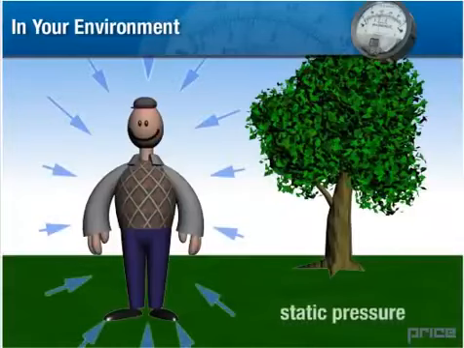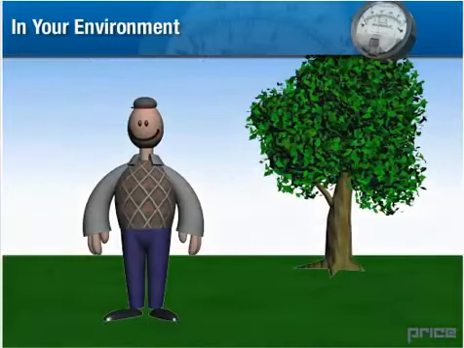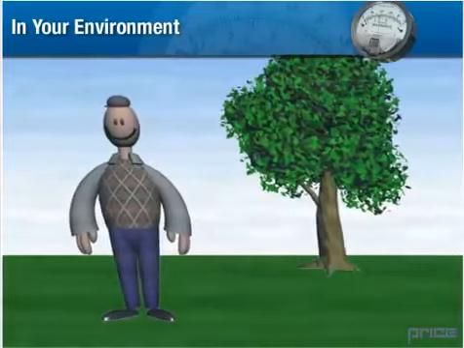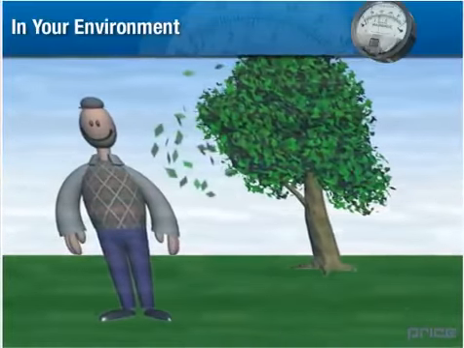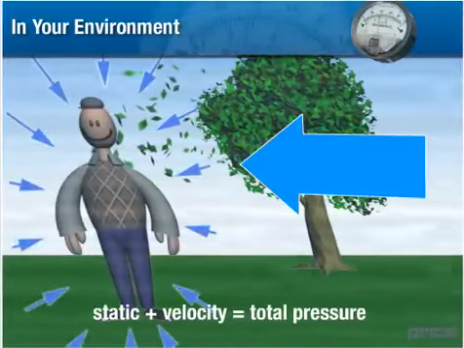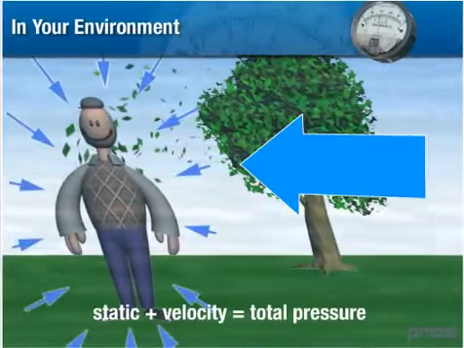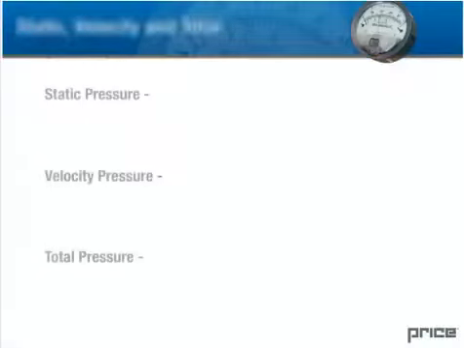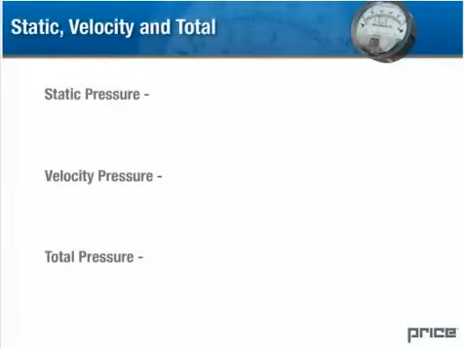We refer to this type of pressure as static pressure. When the wind starts to blow, we have to deal with the added force due to the speed of the wind. We call this pressure the velocity pressure. The sum of the static and velocity pressures equals the total pressure. These three types of pressure are associated with HVAC systems as well: static, velocity, and total pressure.